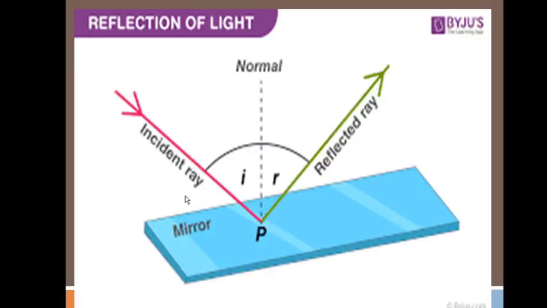This is really important. You have to know the definition of each word here, like incident ray, reflected ray. This is the normal and this is the angle of incidence and this is the angle of reflection. And this is the point of incidence and this is the mirror. You have to know the parts of this diagram.